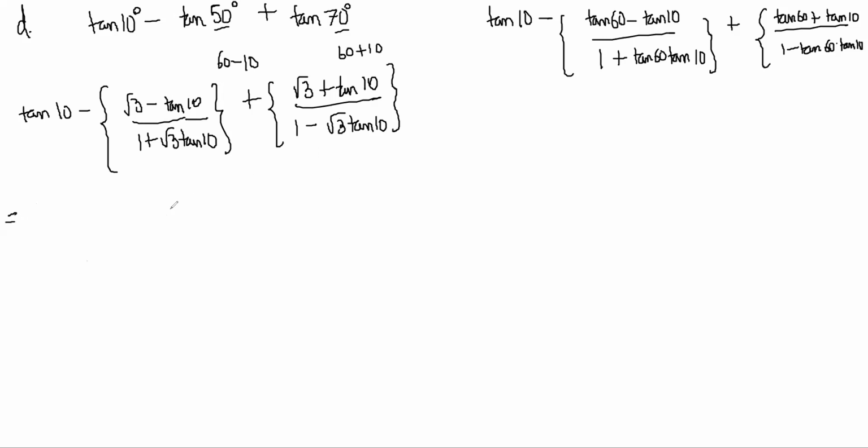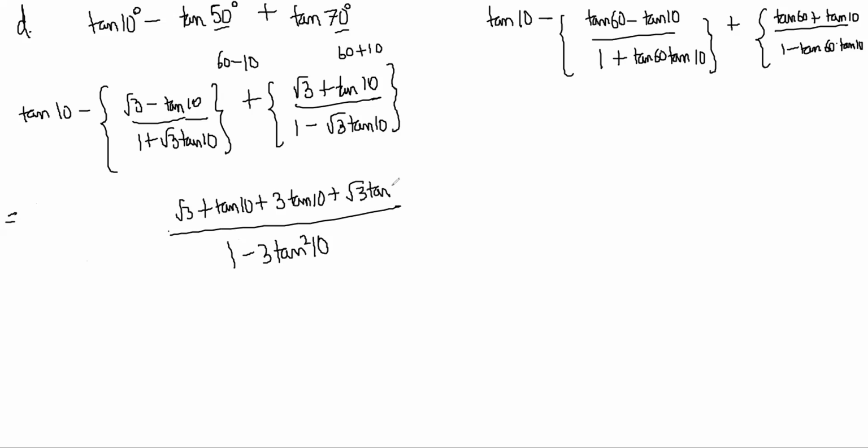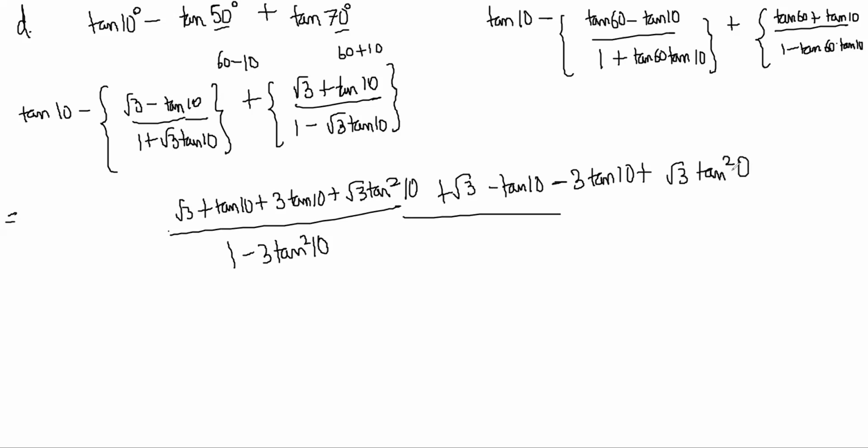But what I am seeing is this is obvious because this part is going to be just 1 minus 3 tan square 10. And I will just multiply with this. So it will become root 3 plus tan 10 plus 3 tan 10 plus root 3 tan square 10, plus root 3 minus tan 10 minus 3 tan 10 plus root 3 tan square 10.